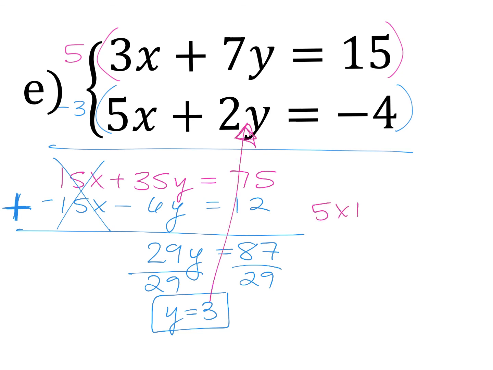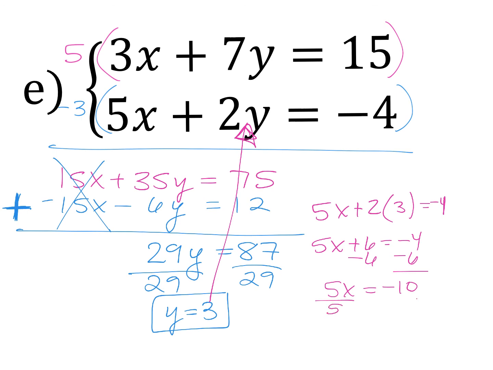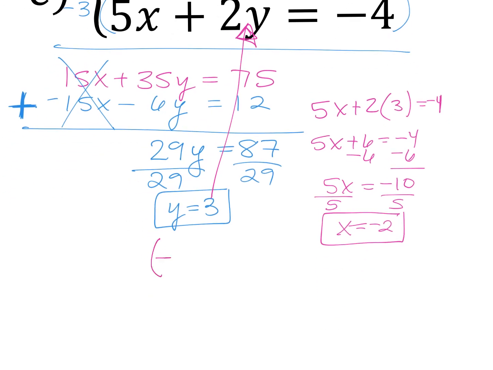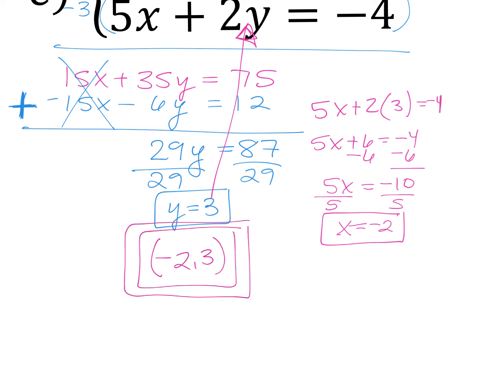So 5x plus 2 times 3 equals -4. So 5x plus 6 equals -4. Take away that 6. So you get 5x equals -10. And then divide by 5. And x is -2. Okay?